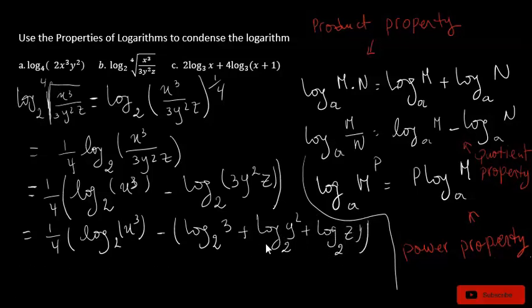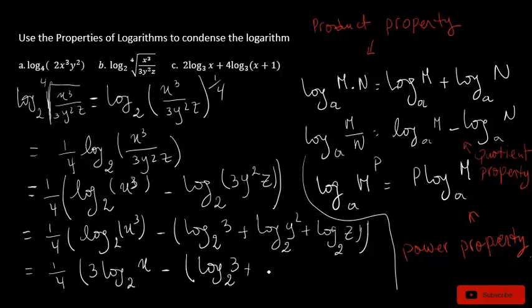You see here that I have terms that are raised to a power, which means I have to use the power property to simplify it more. I'm going to have 1 over 4. Here is going to be 3 log base 2 of x minus log base 2 of 3. Here I will have 2 log base 2 of y plus log base 2 of z.